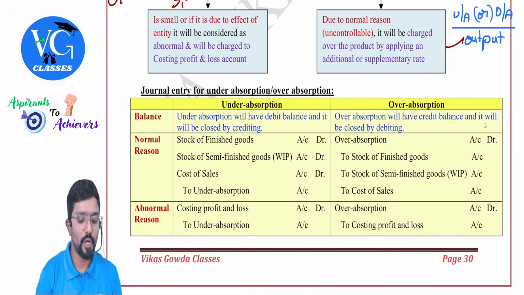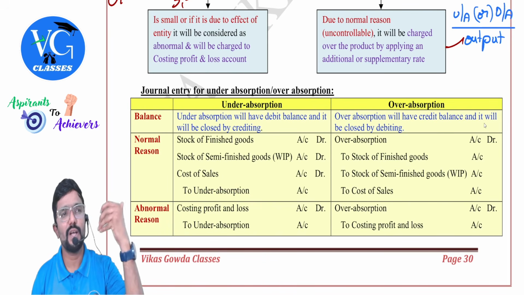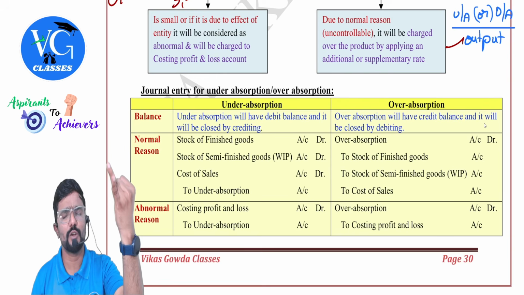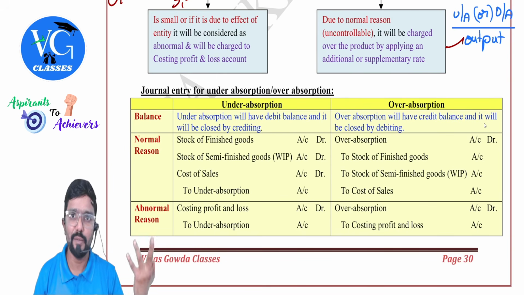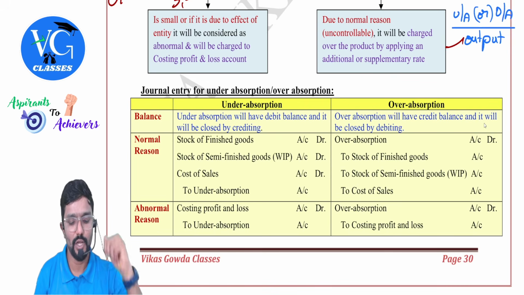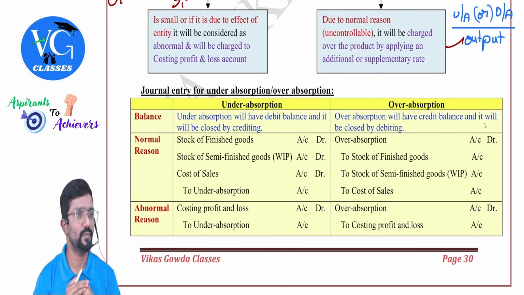If it is due to a normal reason, then whatever cost is absorbed by goods sold or finished goods closing stock is less. Now charge more. They already have a debit balance, but you have charged less. Now, whatever is the short, you charge it now.